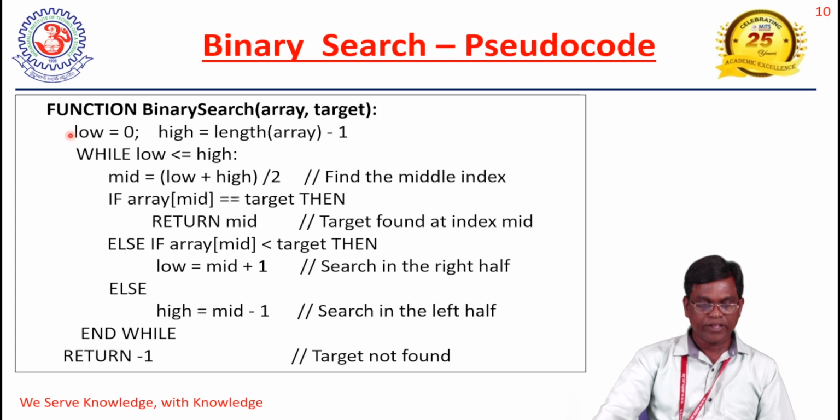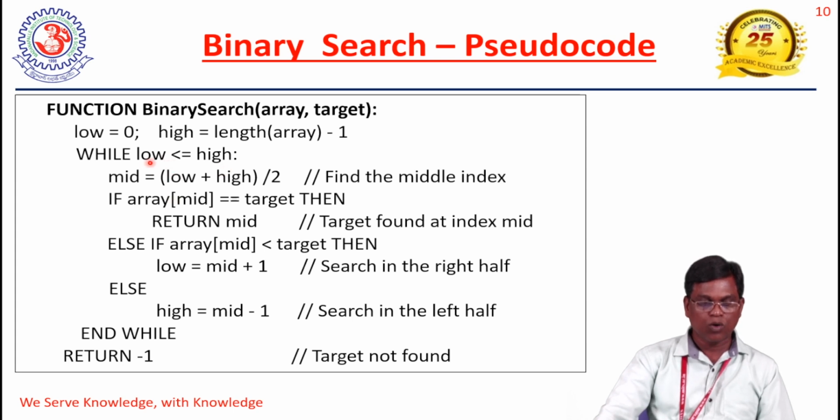Here initially we are going to consider the pointers low, which is going to be 0. So index 0 will be stored as the low value, and the high value will be array length - 1. These two pointers will help us iterate through the list of elements and do the process of dividing the elements. And here we are going to iterate through the list of elements by following this logic.